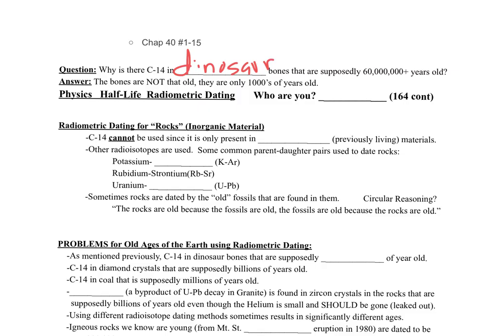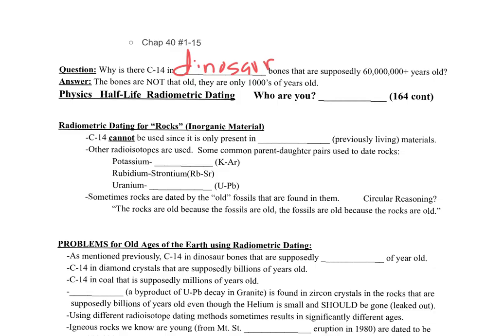that are supposedly 60 million years old or older? Well, my answer would be that the dinosaur bones are not that old. They're in the thousands, not even the tens of thousands years old, because otherwise there would be no carbon-14. They're finding carbon-14 in dinosaur bones.